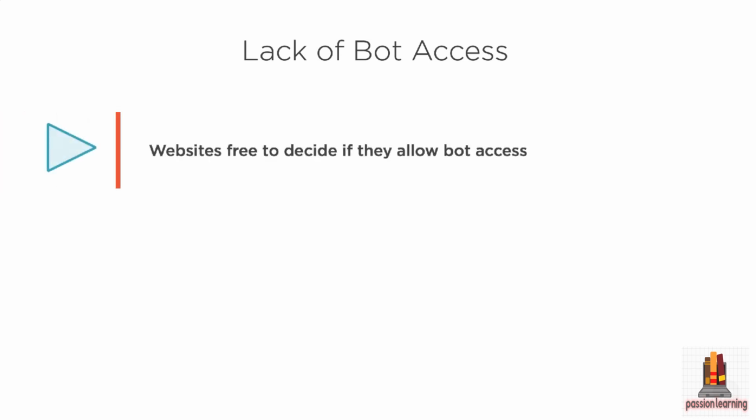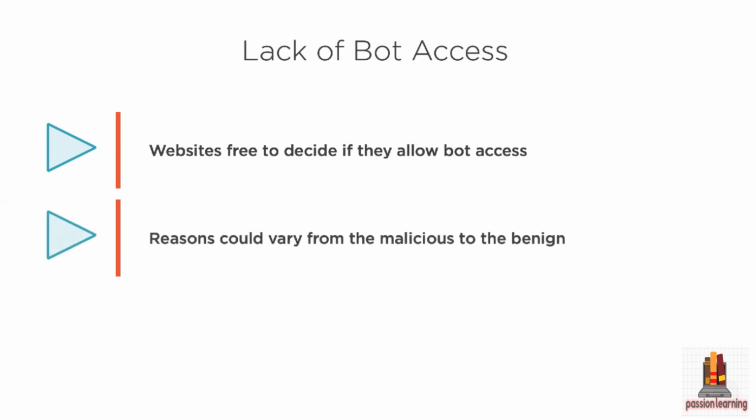Websites are free to choose whether they allow agents or bots, and you'll come across plenty of them that do not allow automated web crawling. Reasons could vary from the malicious to the benign, where they simply don't want you replicating their content elsewhere. As for malicious reasons, there are times when bots scrape data with the intention of gaining competitive advantage and drain the server resources of the website they are scraping from, thus adversely affecting site performance.